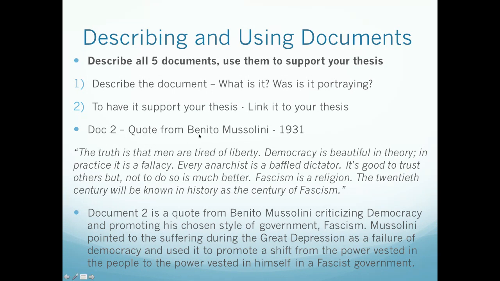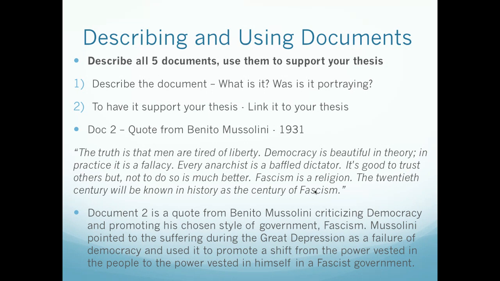It says, document 2 is a quote from Benito Mussolini in 1931. Mussolini says, the truth is that men are tired of liberty. Democracy is beautiful in theory. In practice, it's a fallacy. Every anarchist is a baffled dictator. It's good to trust others. Not to do so is much better. Fascism is a religion. The 20th century will be known in history as the century of fascism. Okay, so he's criticizing democracy. He's promoting fascism. Here we go. So document 2 is a quote from Benito Mussolini criticizing democracy and promoting his chosen style of government, fascism. That's me describing the document right there. What is it?